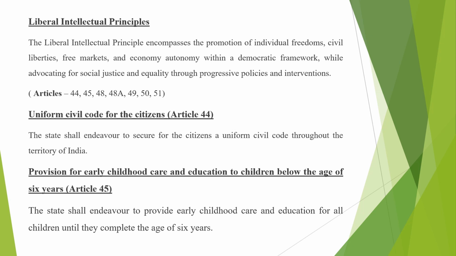So Article 45 is all about ensuring that every child, regardless of their background or circumstances, has access to quality education by providing free and compulsory education. The government can help break the cycle of poverty, empower communities, and build a more educated and prosperous society.